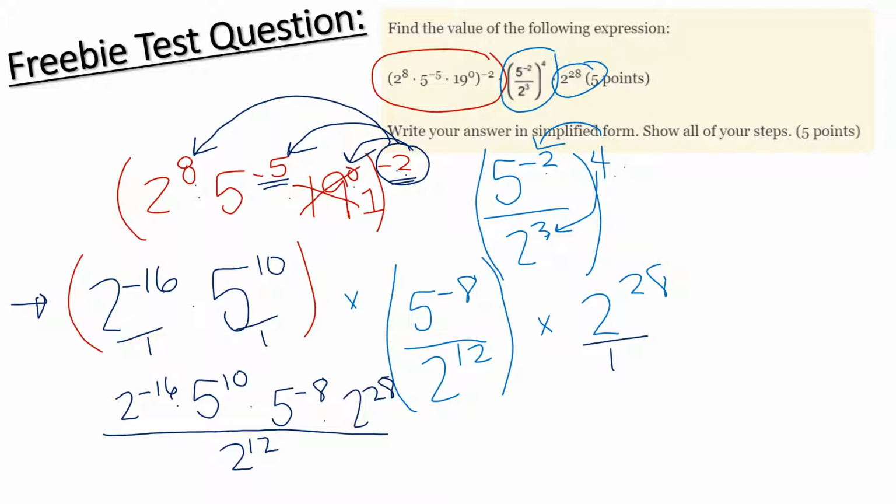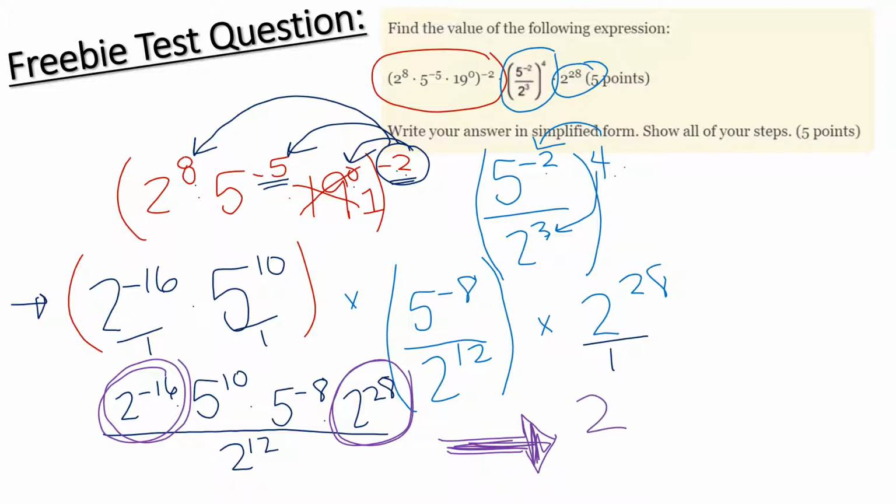Okay, now from here, what we notice is we can combine what we see. So when I look at this, I see I have a 2 to the negative 16 on the top, and I have 2 to the 28 on the top. So if I combine my powers for anything that has the same base, that would give me 2 to the negative 16 plus 28. And if I do negative 16 plus 28, I actually get 2 raised to the 12th power. So that's on the top, my numerator.